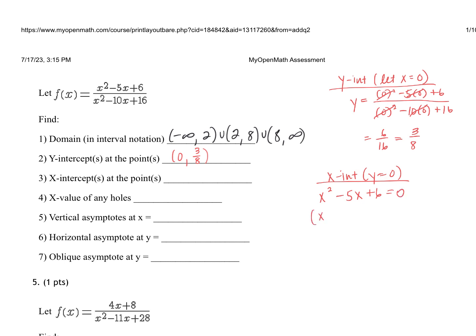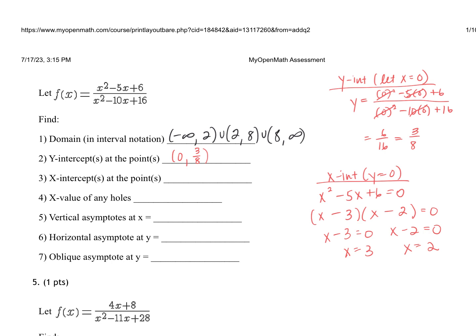So we would factor this. So this would be maybe 3 and 2 if they're both negative. Negative 3 times negative 2 is positive 6. Negative 3 plus negative 2 is negative 5. So I think that works. So x minus 3 equals 0, or x minus 2 equals 0. So x is 3, x is 2. So these are both our x-intercepts.